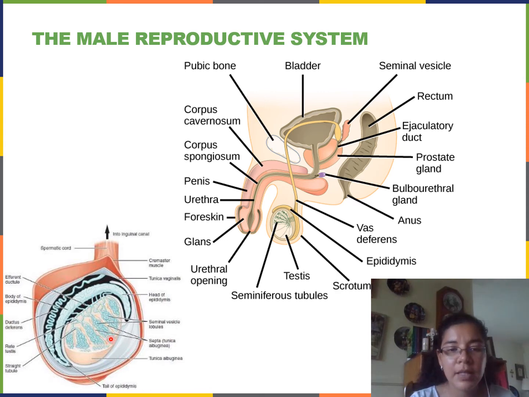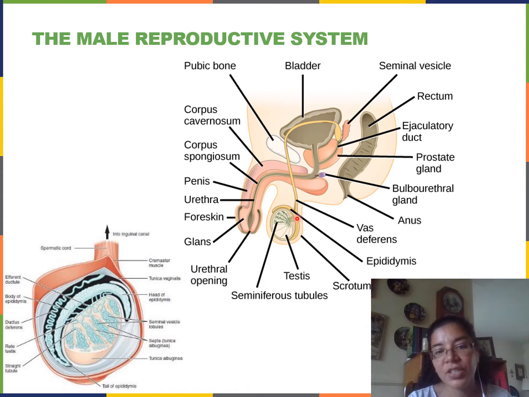From the seminiferous tubules, the sperm will go into a network of tubules called the rete testis, and then to the straight tubules, and the network of tubules will unwind to one single tubule. So this network of tubules here is called the epididymis, and it unwinds to one single tube called the vas deferens. Okay, so if we go over to this image, we have the seminiferous tubules inside the testes, the epididymis, this is the travel path of sperm, to the vas deferens.